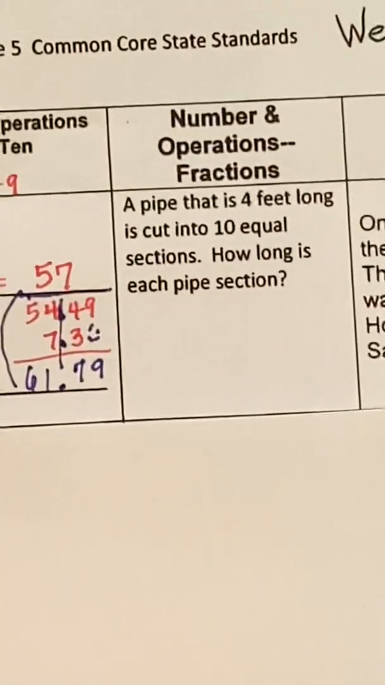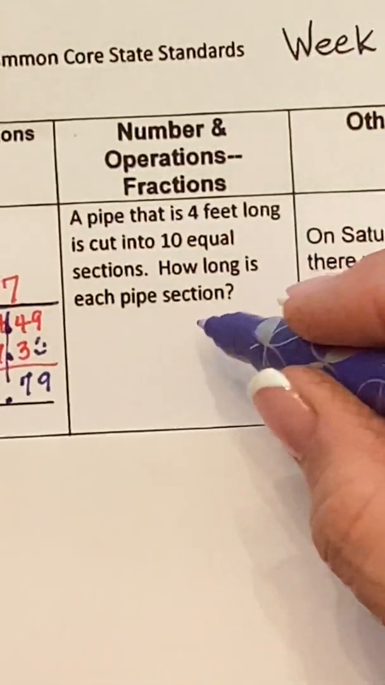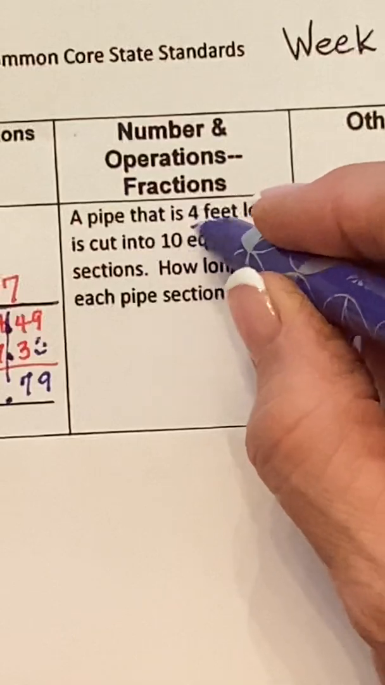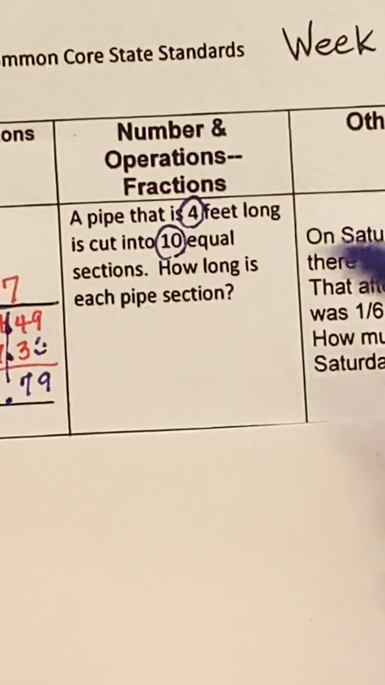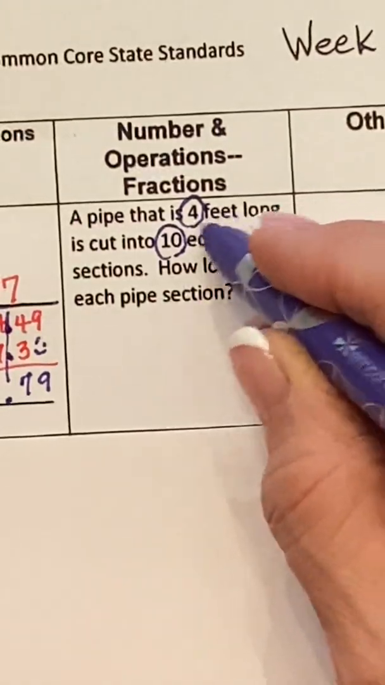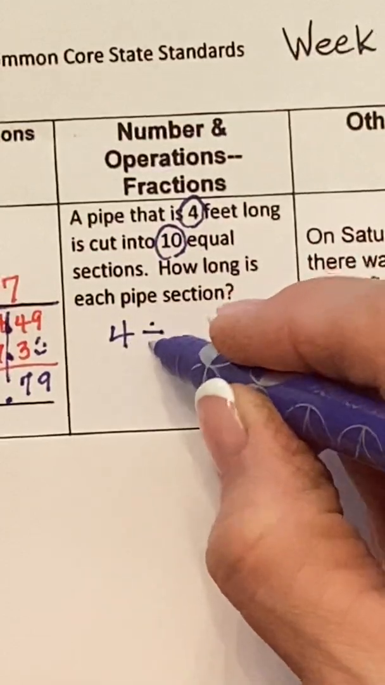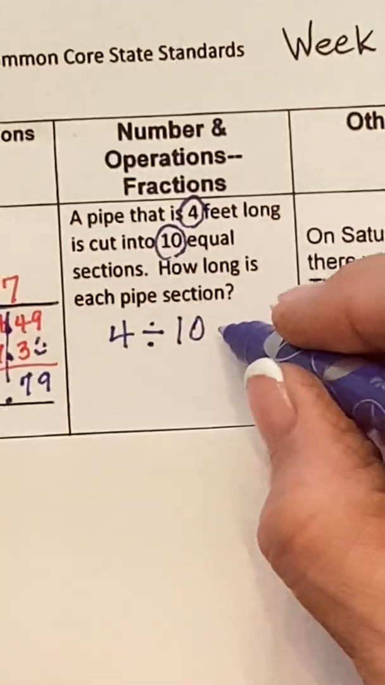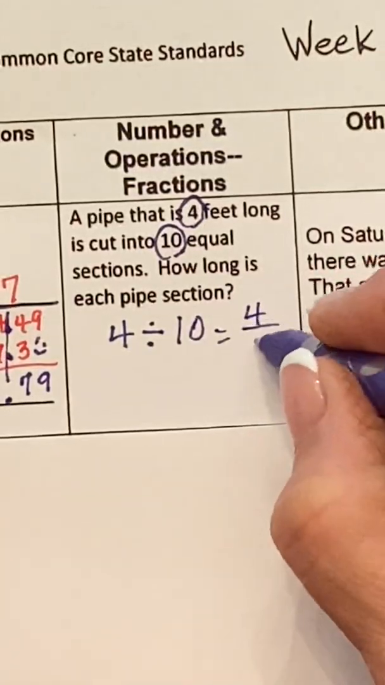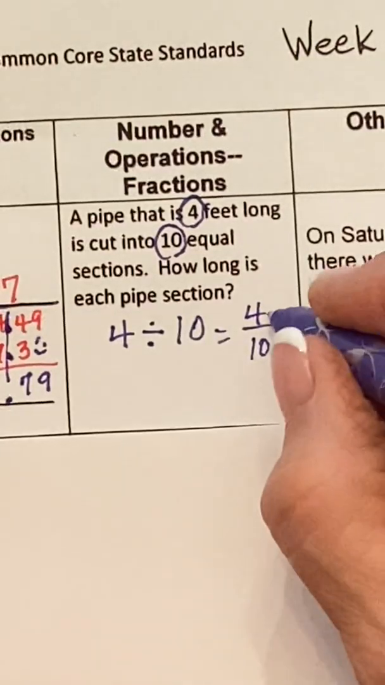All right, this next problem is talking about a pipe that is 4 feet long and is cut into 10 equal sections. How long is each pipe section? So we know we have 4 feet and we know that they're cut into, so we're talking about division here. So what is being divided? The pipe, the 4 foot long pipe, and you're dividing it into how many parts? 10. Well, we know this division sentence can be transferred into a fraction: 4 divided by 10.